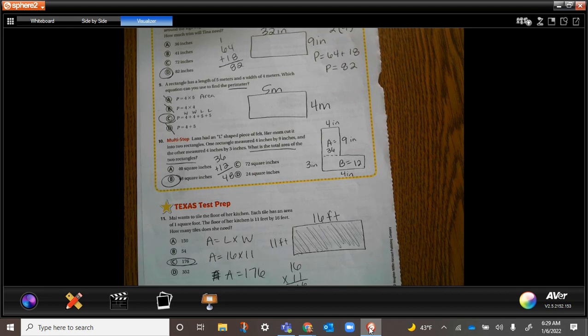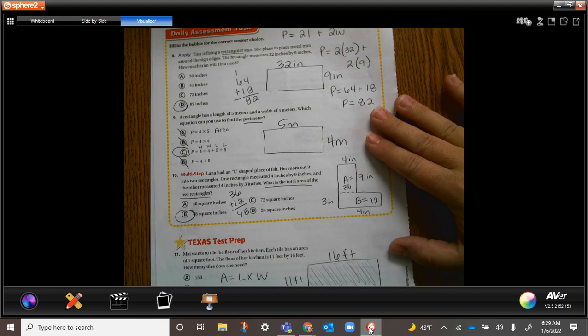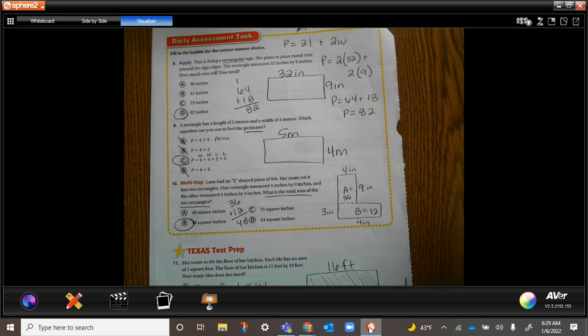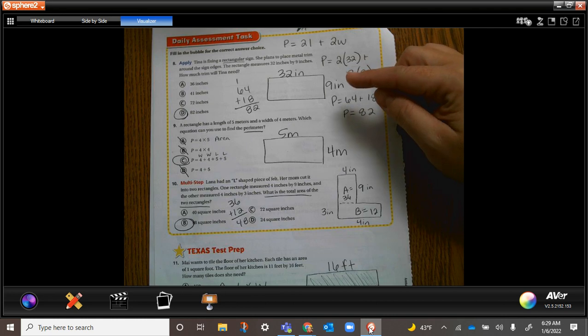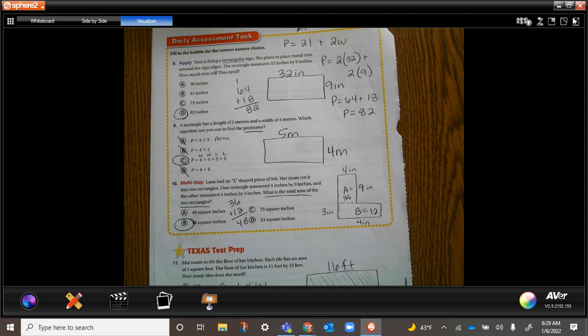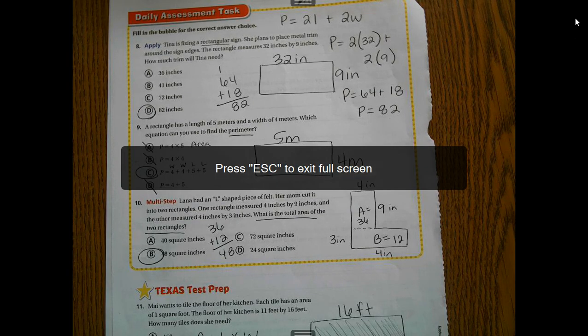All right, on this back page, it says Tina is fixing a rectangular sign. So again, it didn't give us that shape, so we're going to come over here and make our rectangle. And it says she plans to place a metal trim. Trim is something that's going around the sign edges. Notice here, it doesn't say anything about perimeter. You just need to know that if you're going around something, you're talking about perimeter.